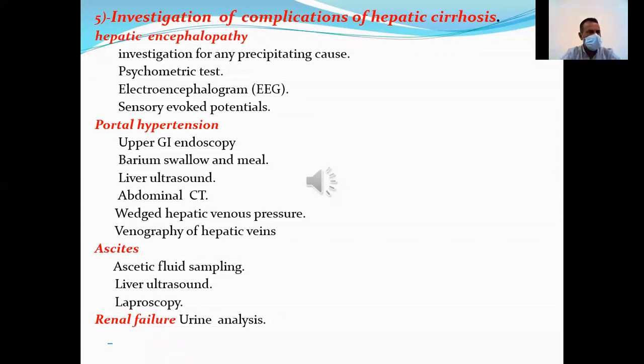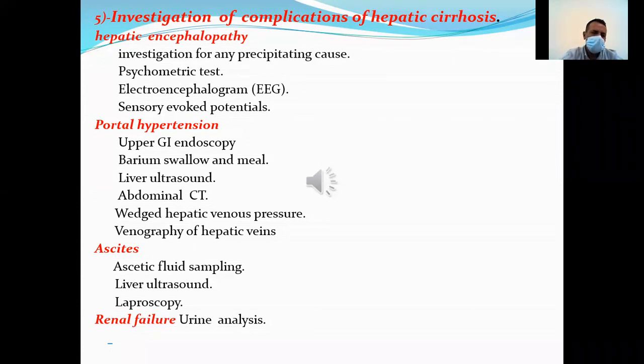When the end stage of liver cirrhosis is complicated by the following complications, for example, hepatic encephalopathy. Hepatic encephalopathy is a common complication of liver cirrhosis. How to confirm the diagnosis? By the following tests: psychometric tests, or special tests to assess the mentality of the patient, or electroencephalograph, EEG, or sensory evoked potential. These tests confirm the encephalopathy.